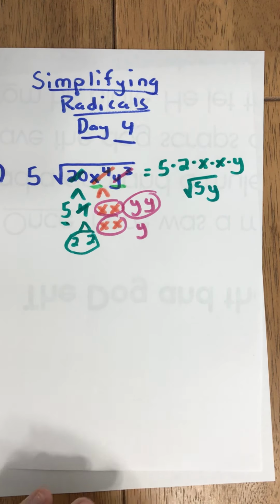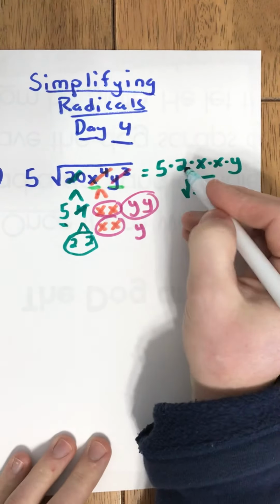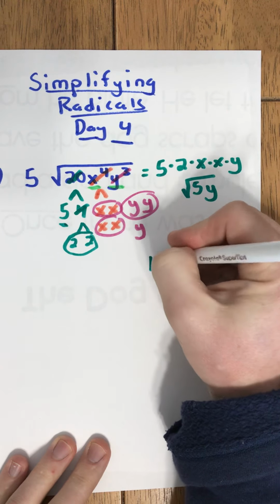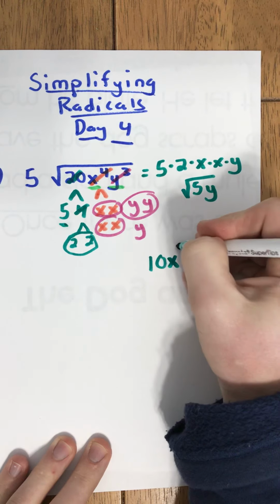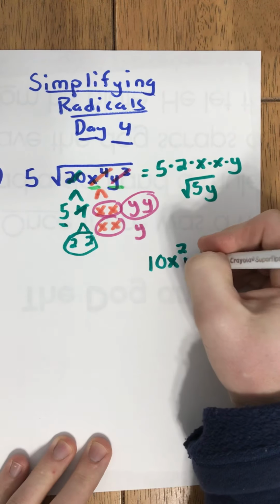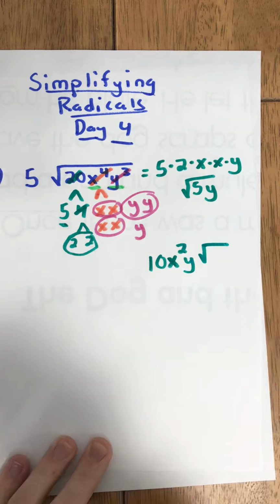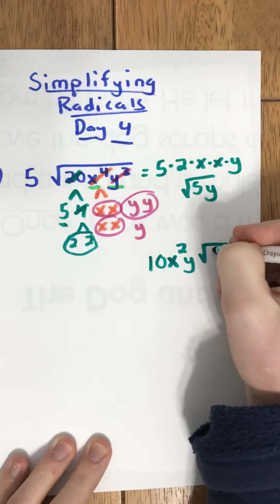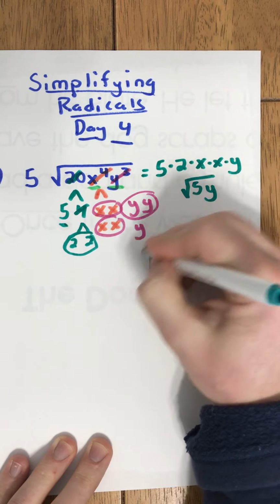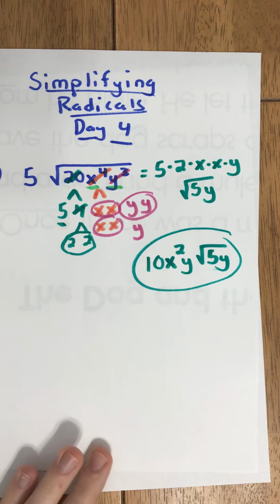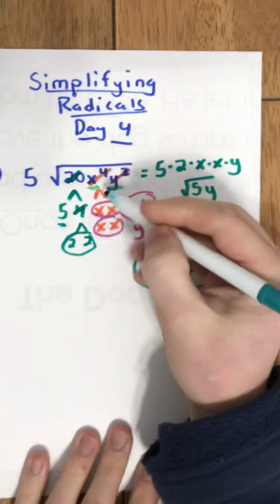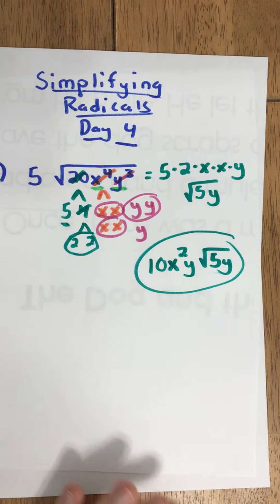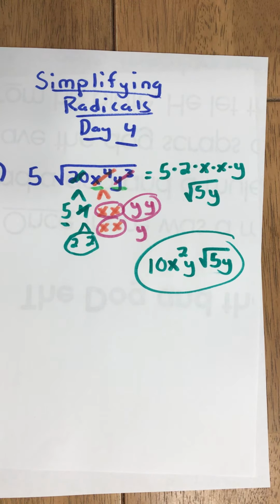So now when I clean this up on the outside, I multiply these. I know that 5 times 2 is 10. I have 2 x's, so I'm going to write that as x to the 2nd. And then I have 1 y. And then inside my square root is going to be 5 and y. So my answer here will be 10x squared y, radical 5y. So it looks pretty complicated, but I think once you start doing this, you're going to realize that it's not really any harder than what you were just doing.